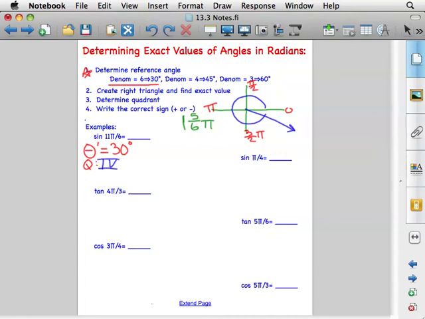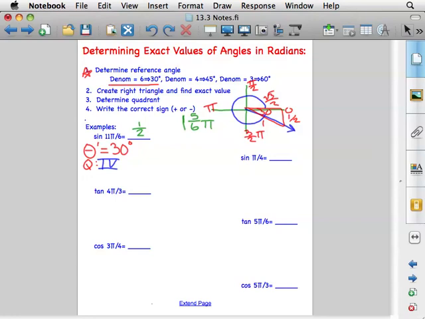Now I know this triangle in here, my reference angle is 30. So I know my hypotenuse is 1, my short side is 1/2, and my long side is square root of 3 over 2, or 1/2 times the square root of 3. So for sine, I can build opposite over hypotenuse. So my opposite is 1/2. My hypotenuse is 1, so dividing by 1 does nothing.